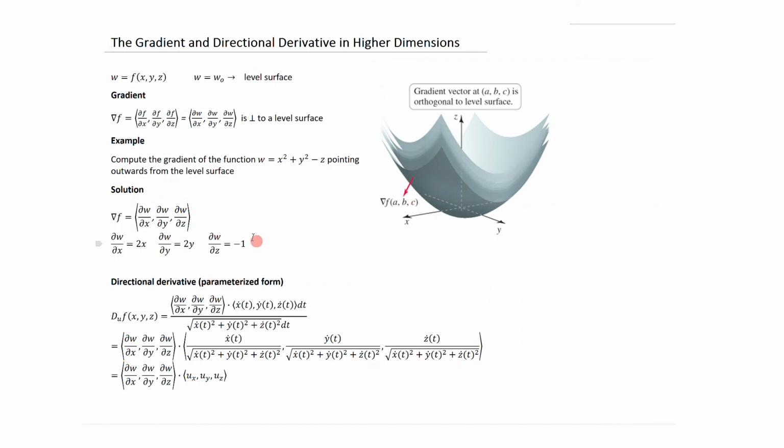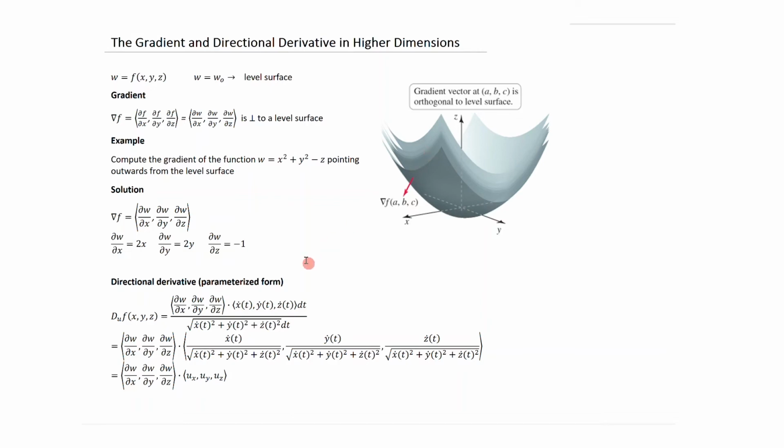If, on the other hand, we would have been asked for the vector pointing inwards from the level surface, then we would have taken this result and multiplied by -1, in which case this arrow vector would have been pointing in the opposite direction, which is in this direction here.